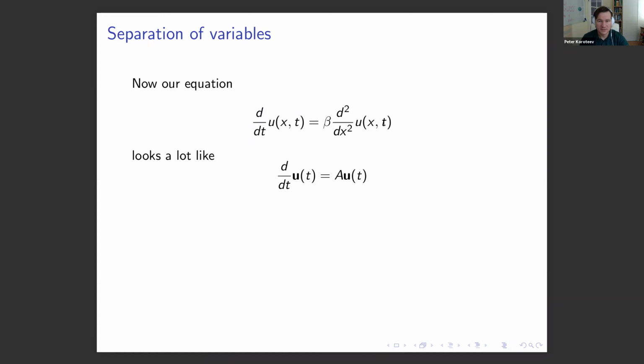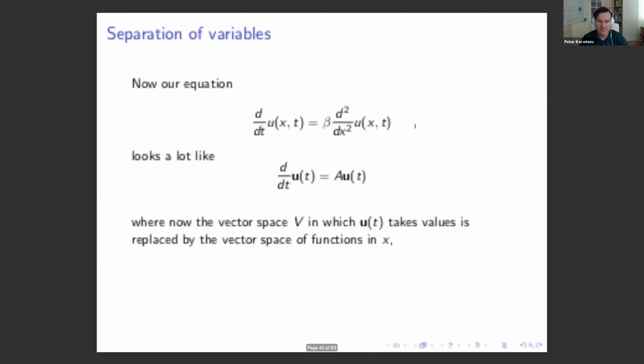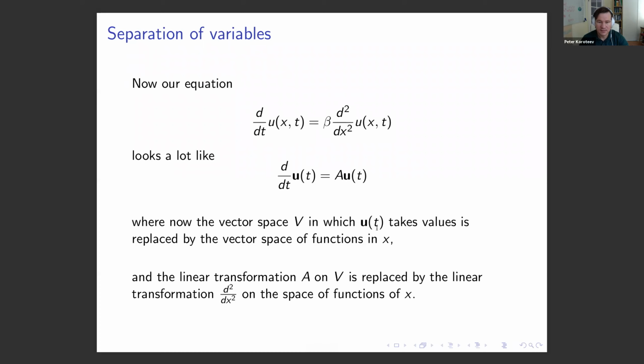So the heat equation, d over dt of u is equal to beta d2 over dx squared of u of x, t, we can write like this, where now the vector space V, in which the function u of t takes values, is replaced by the vector space of functions in x. And the linear transformation A on the vector space V is replaced by the linear transformation, the second derivative operator on the space of functions of x.